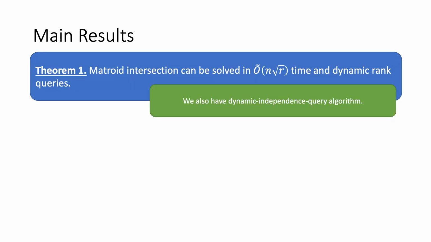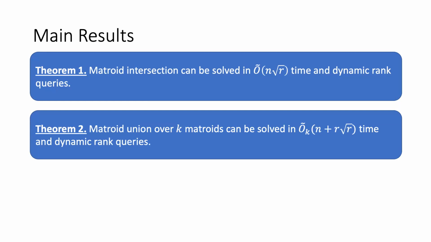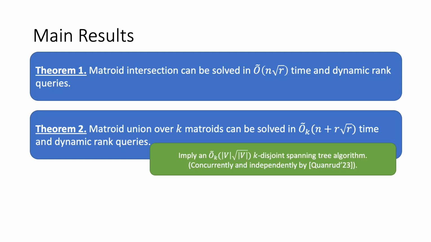And as a byproduct, we also have a dynamic independence query algorithm that matches the current state-of-the-art traditional independence query algorithm. And for matrix union, since there's a standard reduction from matrix union to matrix intersection, theorem 1 already gave us a running time of n-root-r. But in this case, we slightly improved the running time to be n plus r-root-r, and this also works in the dynamic rank queries model. And this will, for example, imply the root-k deterministic algorithm that I mentioned at the very beginning.